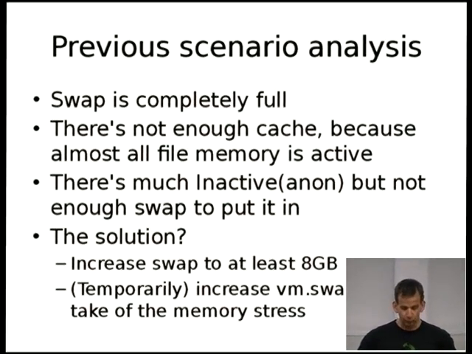I increased the swap to 8 gigabytes, and I temporarily increased the vm.swappiness parameter to relieve memory stress. And what you could see there is that swap was filled up pretty fast, and like 15 minutes later, all memory stress was released on this server.